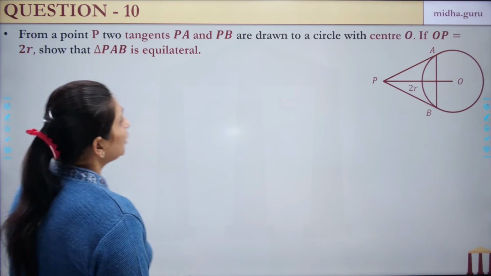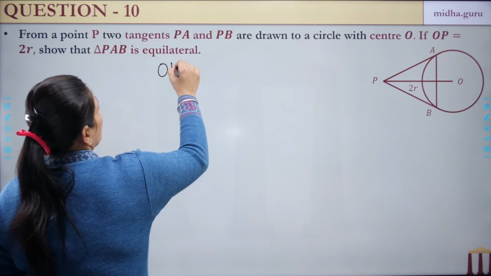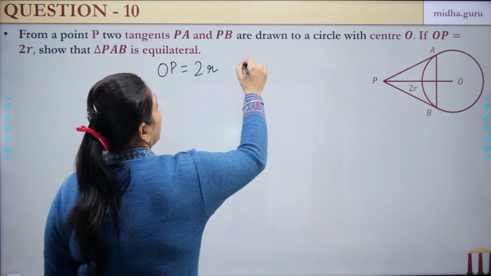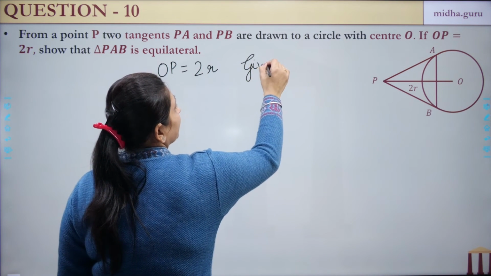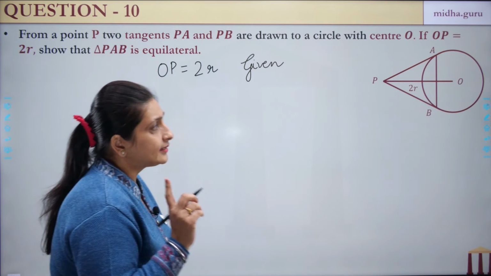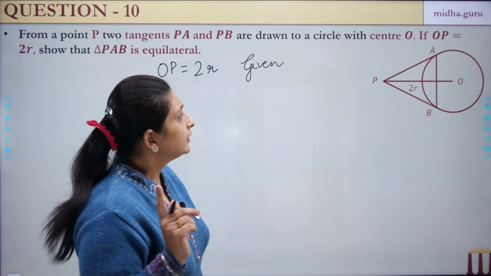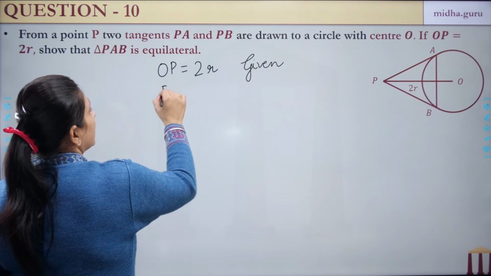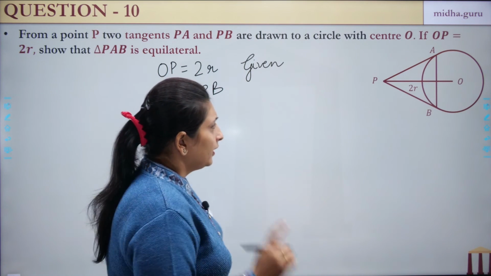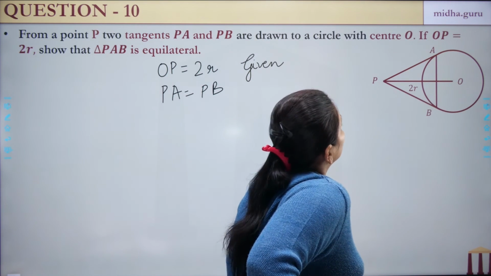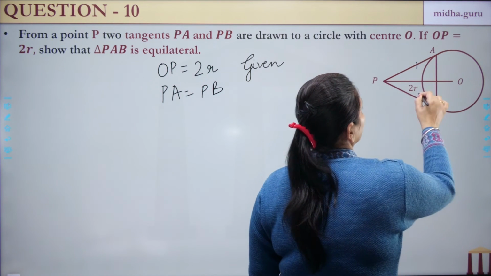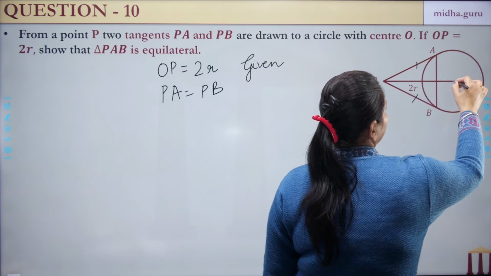So first, let us note down what is given in the question. Given is OP is equal to 2R. Now, the two tangents which are drawn from an external point to the circle are PA and PB. So, the lengths of those two tangents will be equal. PA is equal to PB. Next, now what can we do? See, if this is equal to this, we know that this is 2R.